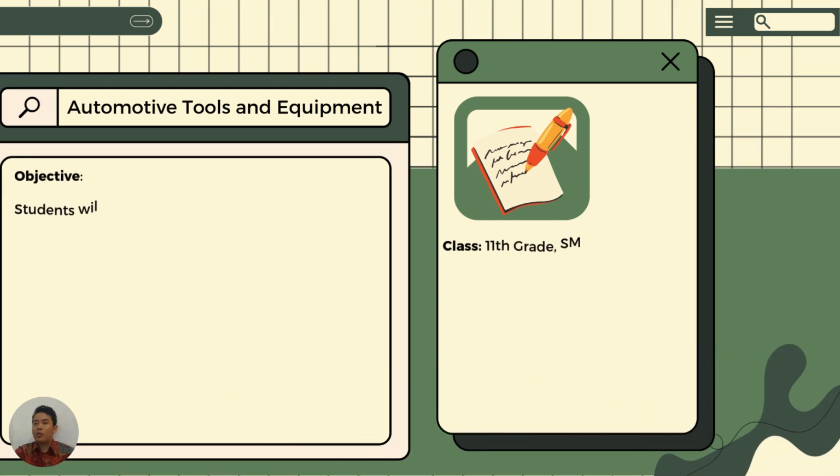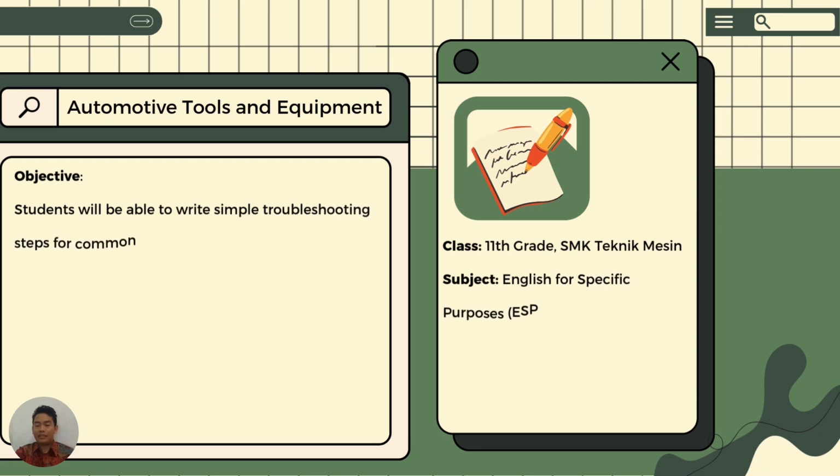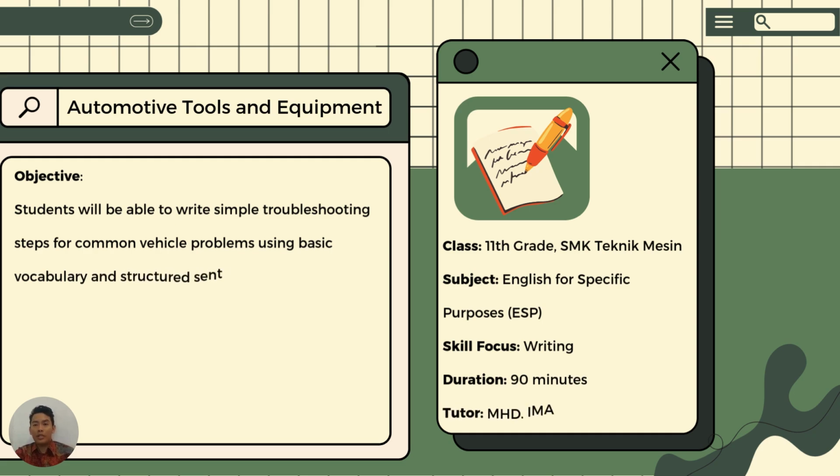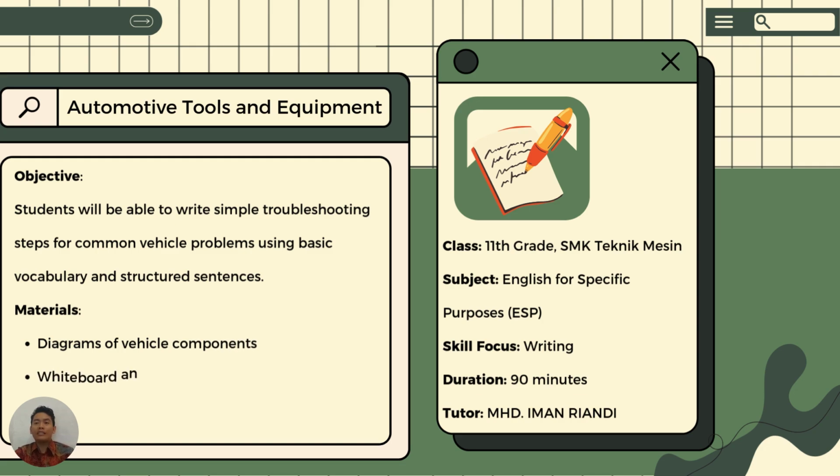Okay, we move to the writing lesson plan. On the writing lesson plan, the topic will be automotive tools and equipment. The objective is that the student will be able to write simple troubleshooting steps for common vehicle problems using basic vocabulary and structured sentences. The materials will be a diagram of vehicle components, a whiteboard, and markers.